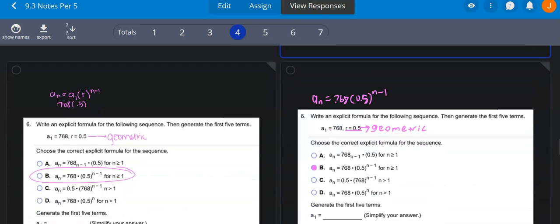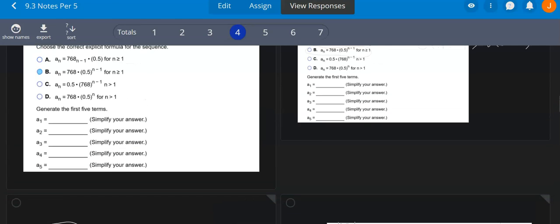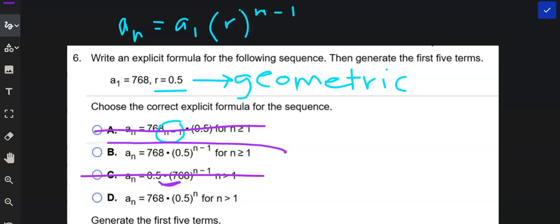Hopefully everybody's understanding what the choice letter B is saying. Why is letter A a horrible choice? Right, it's a subscript. We know that the exponent of an explicit formula is what has the n minus 1, so this was a horrible choice. Why was letter C a horrible choice? The first term and the multiplier were switched. So there were really only two options here, B and D, and you're right, B is the one that fits.